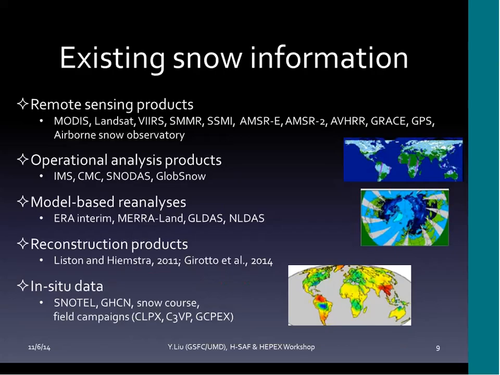And then, as you know, there is a lot of snow information out there. They are all not perfect. Each has its own issues, errors and uncertainties associated with it. There are remote sensing products that we mentioned, operational reanalysis products, in situ data, etc.